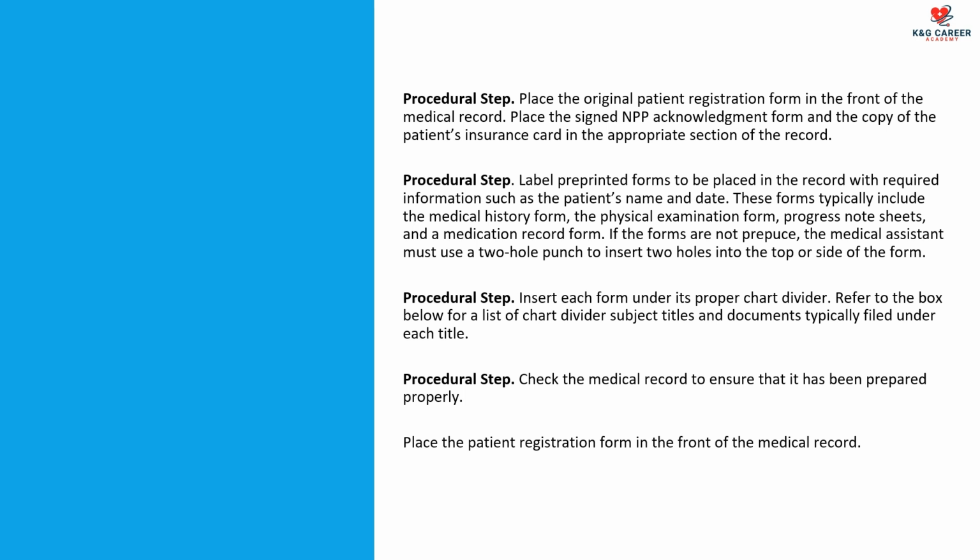Procedural step. Insert each form under its proper chart divider. Refer to the box below for a list of chart divider subject titles and documents typically filed under each title. Procedural step. Check the medical record to ensure that it has been prepared properly. Place the patient registration form in the front of the medical record.